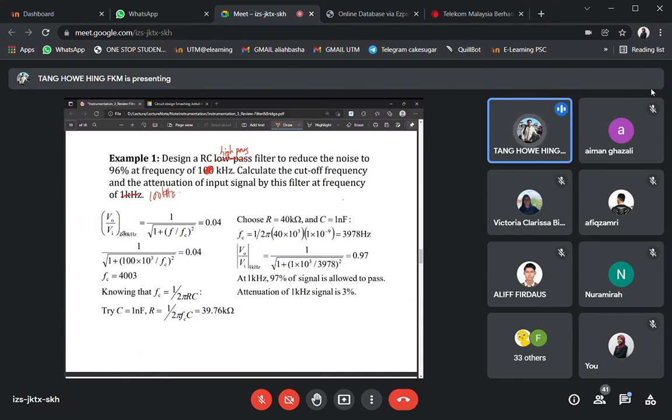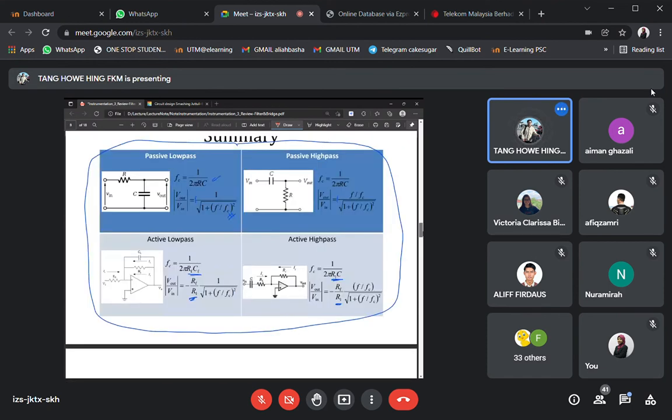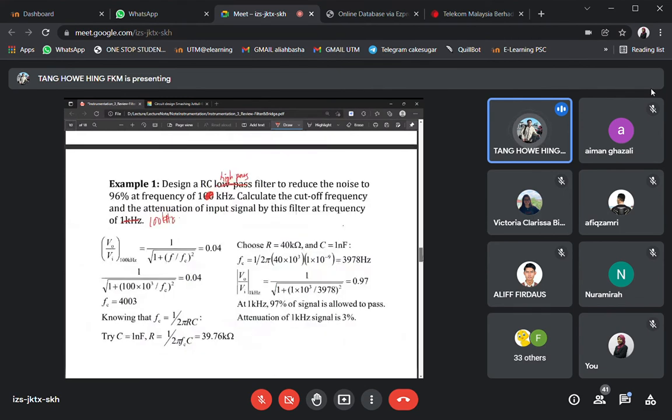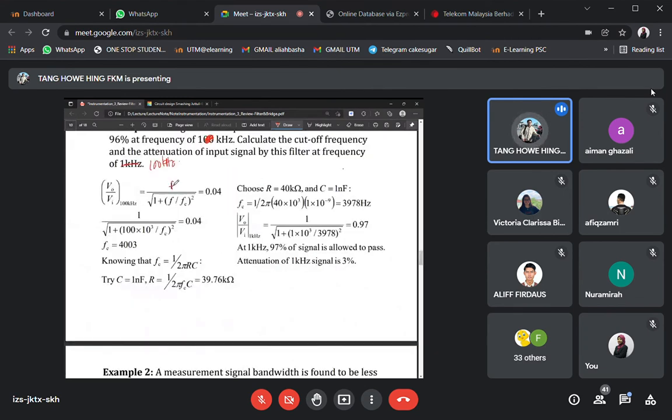So VR over VI, 100 kilohertz. The only difference is we change the formulas. This one is the low pass filter formula. For the high pass filter, the formula is actually this one: on top of here, we need to multiply by another F over FC, equals 0.04. Now we substitute 100 kilohertz into here. So we have 100 kilohertz divided by FC equals 0.04.